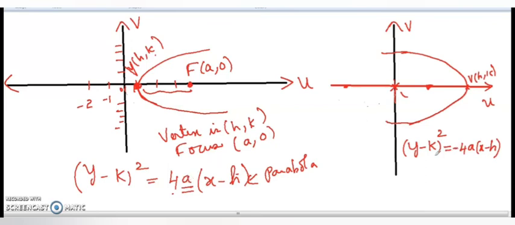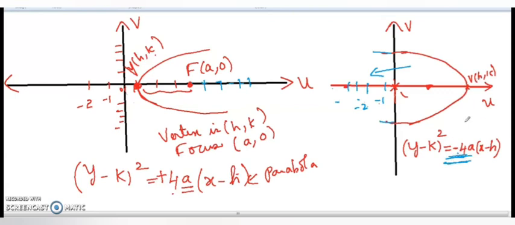It is to the positive side because you have plus 4a. If you have minus 4a, in this case it is minus 4a. So whenever you have minus 4a, the parabola will be open towards the negative side. Minus 1, minus 2, like this. So this opening will be towards the negative side. Here this opening is towards the positive side. That's why this minus sign represents it.